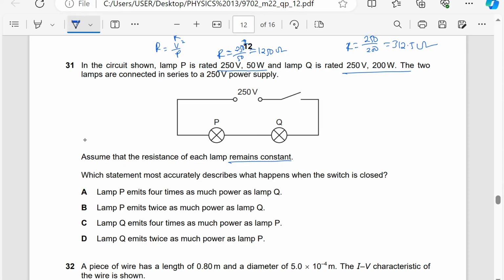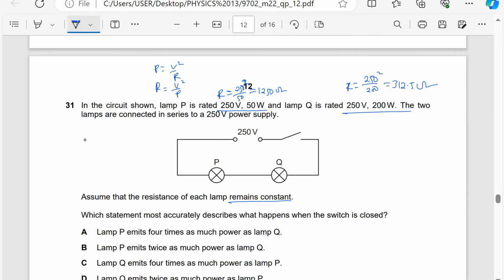When the switch is closed, lamp P emits 4 times as much power as lamp Q. Let's check that. I will write power for P this side. So power emitted by lamp P is going to be I squared times R. Remember the current is the same because they're in series. So the power this side is going to be I squared times 1250. That is the power for P. Then power for Q, I'll write this side. Power this side is going to be I squared times 312.5 ohms.